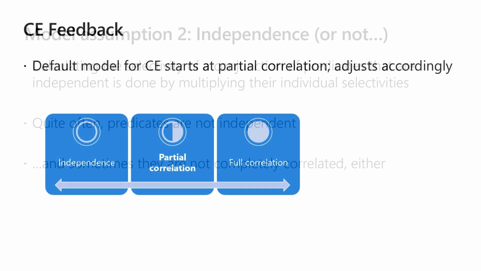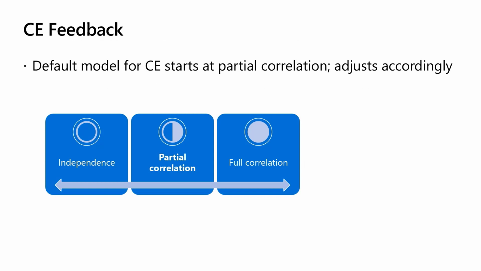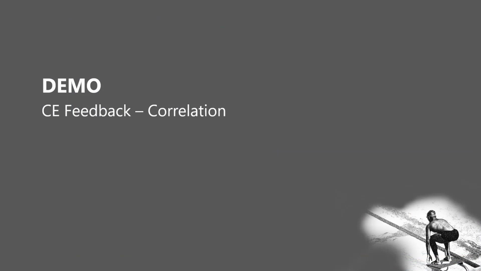So what do we do for CE feedback? We start at this sort of partial correlation measure. We call that exponential backoff. Now, it's been talked about and published before, so we'll just drop that name there in case you want to do further research. It starts there at that partial correlation, and then it looks at how the query is actually executing and decides, do we need to go more towards independence or do we need to go more towards correlation? If our partial correlation estimate is too high, then we can assume that there's more independence. And if it's too low, we would assume more correlation. So let's look at a demonstration of CE feedback correlation.